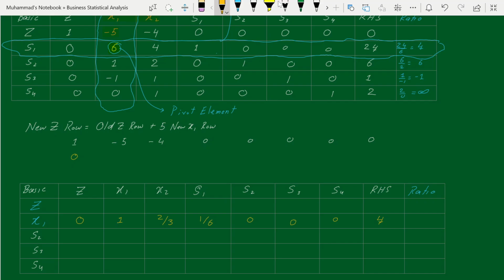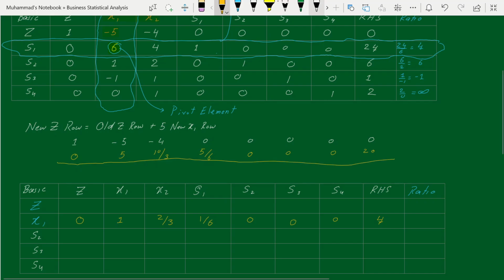Sorry, plus 5 with 0, which is 0, and then 5 with 1, which is 5. Okay, so then multiply 5 with this, which is 10 by 3. Okay, so here it is 5 by 6. 5 multiplied by 0, 0. 5 multiplied by 0, 0. 5 multiplied by 0, 0. And 5 multiplied by 4 is 20. Okay, so now from here we can write down the answer.